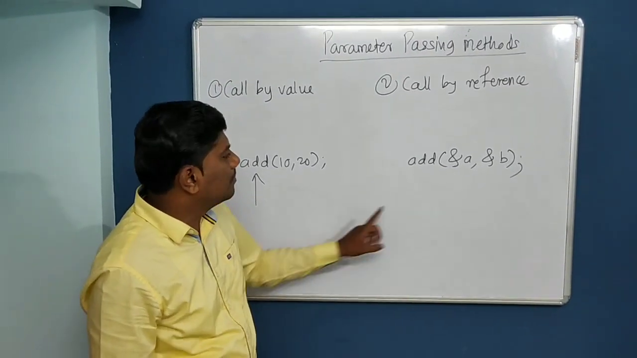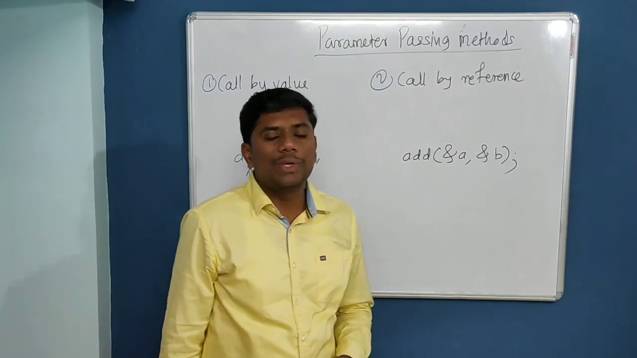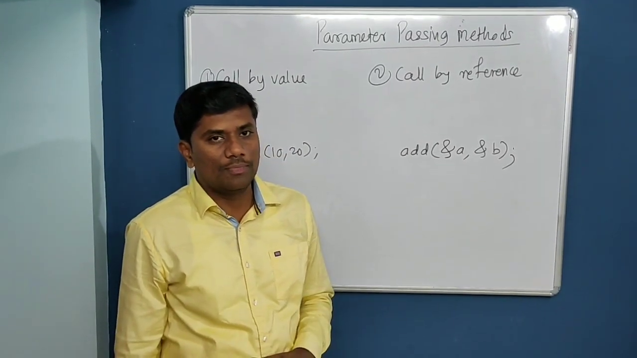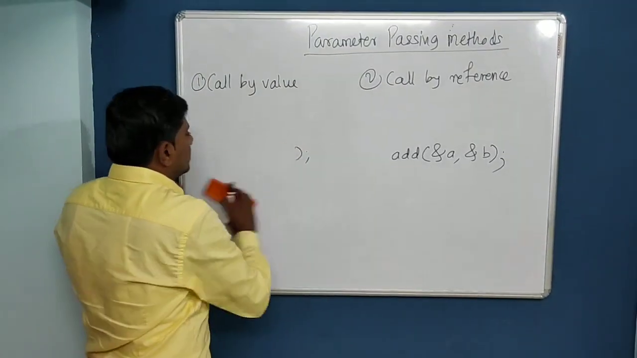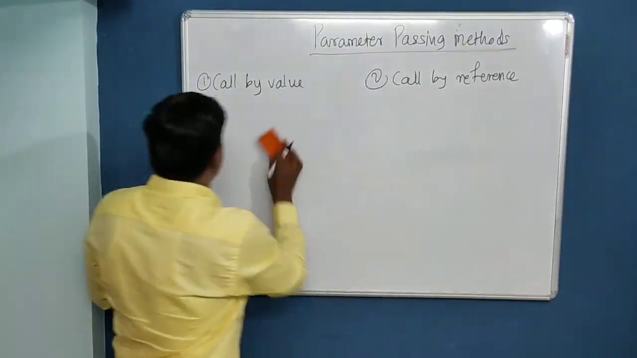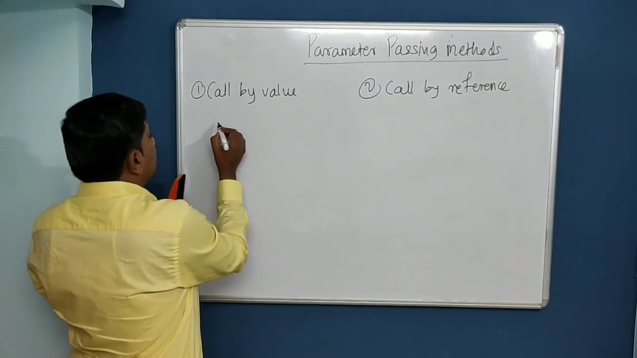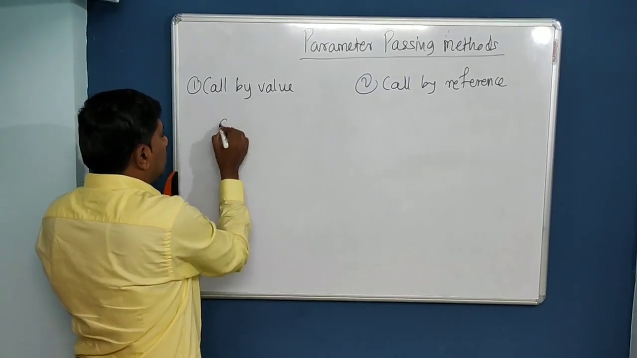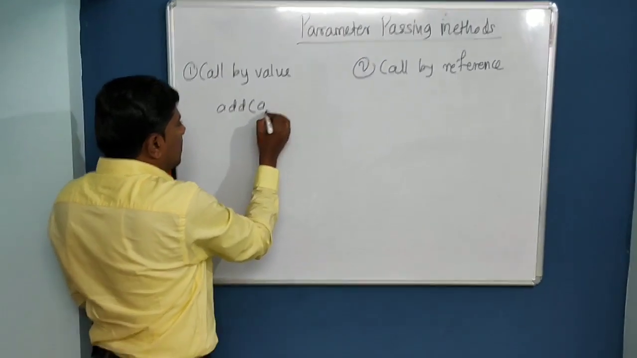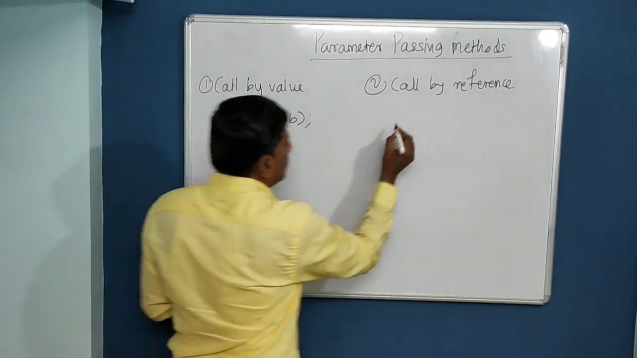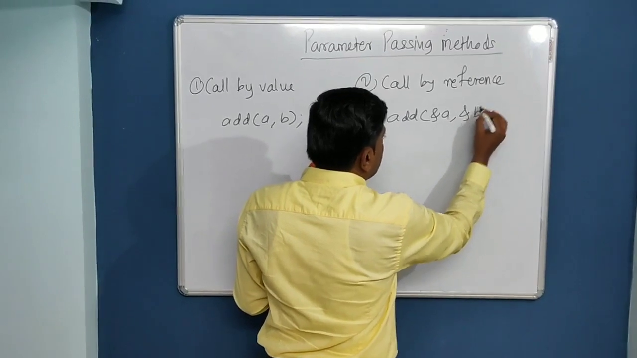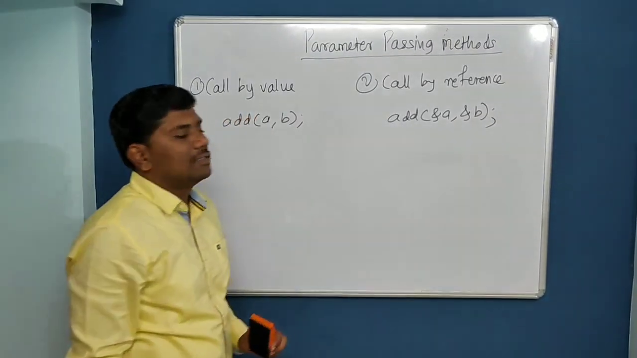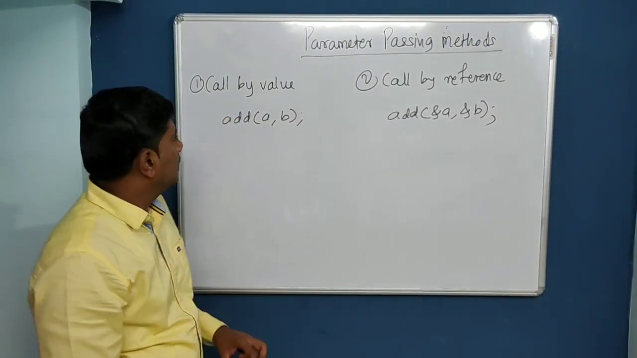Now remember that actual parameters are always present in the function call. Getting? So this is the first difference. In call by value we are calling the function by passing actual parameters, and here we are calling the function by passing the addresses of actual parameters.